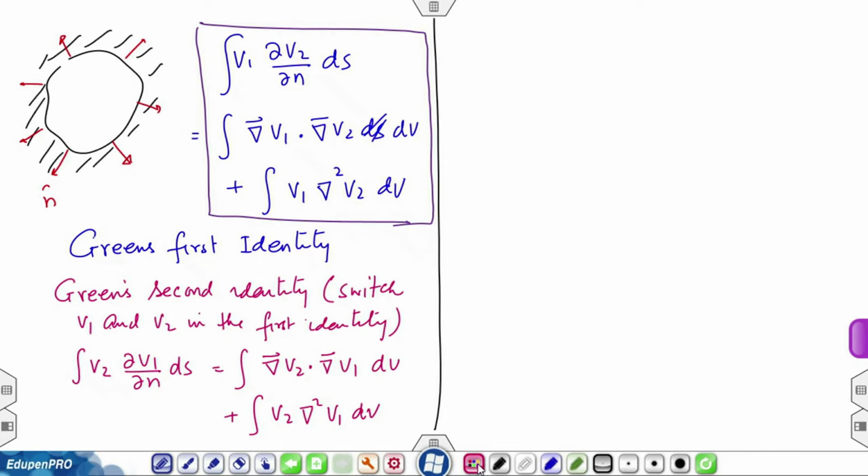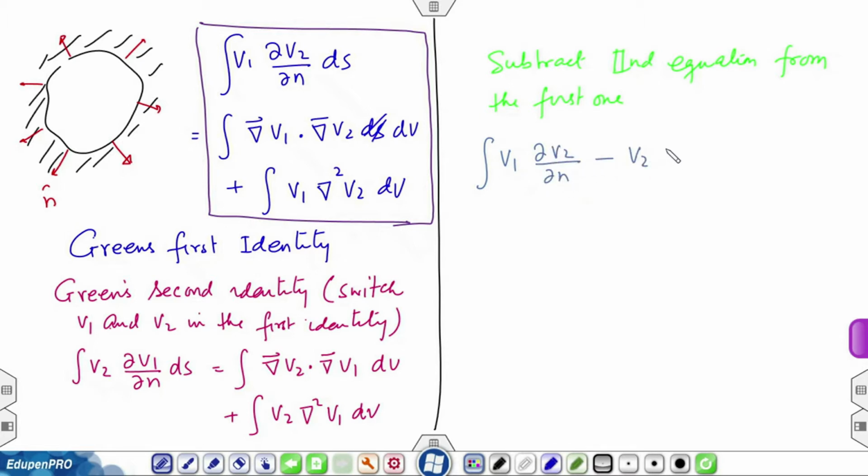Now, we will subtract the second equation from the first one to get the integration of V 1 partial V 2 partial n minus V 2 partial V 1 partial n integrated over the surface of this volume is equal to, the first term cancels, the two gradient products cancel, and I get V 1 del square V 2 minus V 2 del square V 1 dV, and this is known as Green's second identity.